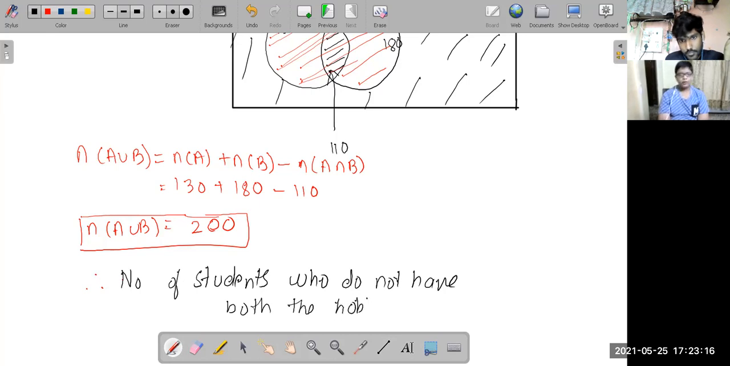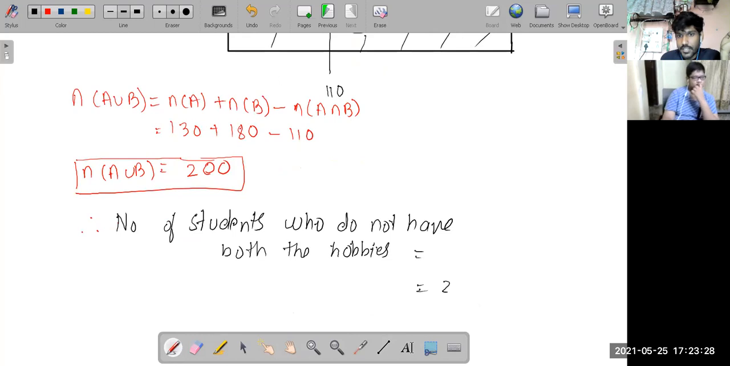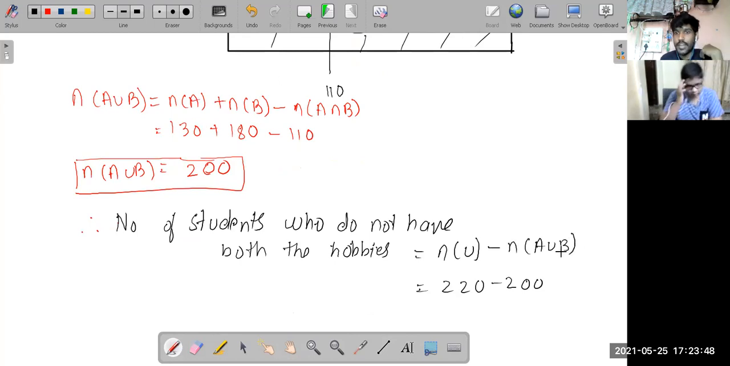We'll subtract 200 from 220, correct? What is 220? The universal set. So that is n of U minus, what is 200? n of A union B. You're doing this subtraction: n of U minus n of A union B. So 220 minus 200 is how much? 20. So we have got the answer for our first question.